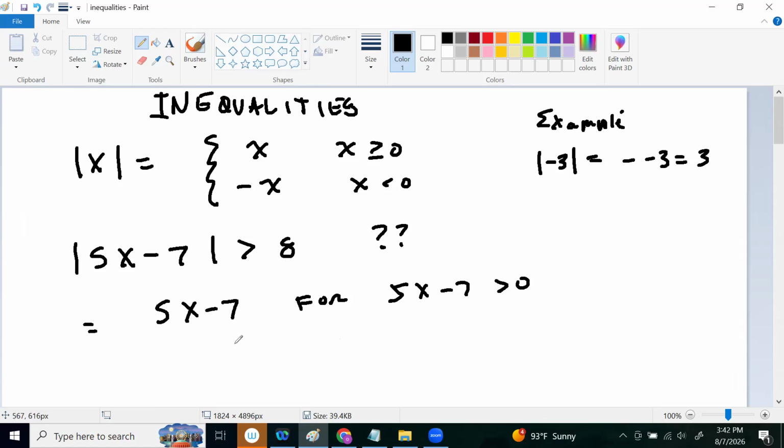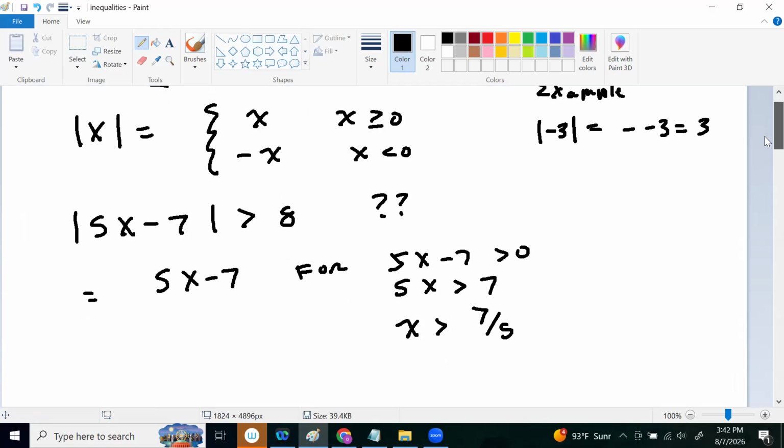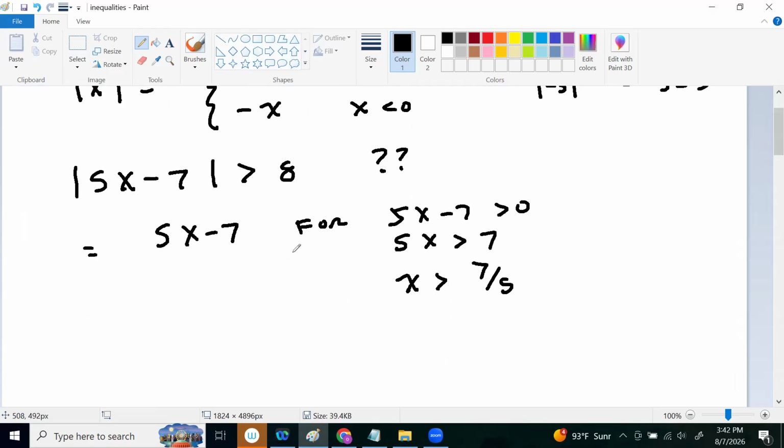Or it's going to equal this for 5x greater than positive 7, which you get by adding 7 to both sides, or for x greater than 7/5, because 5 is positive, when you divide both sides, you keep the inequality the same way. So that's what that is. For x greater than 7/5, 5x minus 7 is in fact positive.